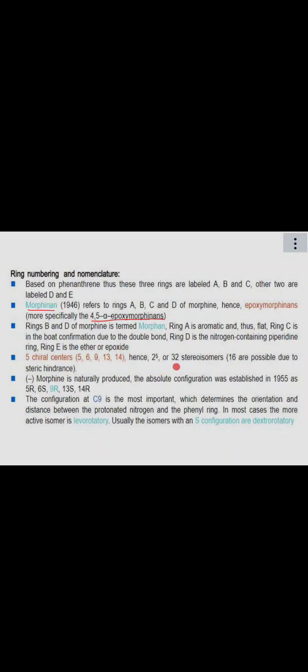stereoisomers, 2 to the power 5, but indeed the one which has been found to have activity is the levoisomer, or the levomorphine is naturally produced, the absolute configuration. This is important. So those chiral centers have this absolute configuration. When we talk about the absolute configuration, we are saying the specific configuration of each carbon atom.